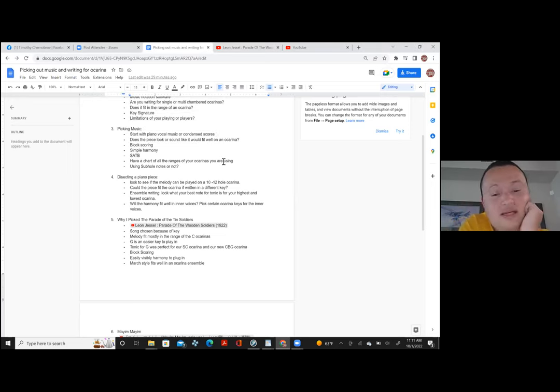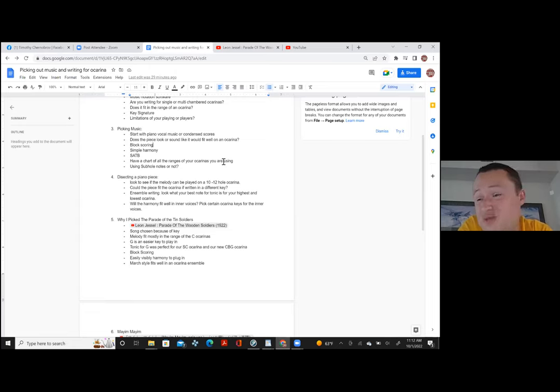When dissecting a piano piece, you're going to look to see if the melody can be played on a 10 to 12 hole ocarina, if you're playing a single chamber. If you're playing a multi-chamber, maybe a double or triple, you're going to have a lot more range and more possibilities. I tend to write more single chamber music, just because that's what I own, and generally that's what I like to write for.